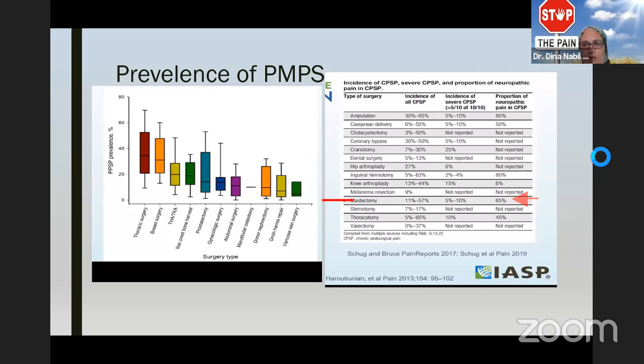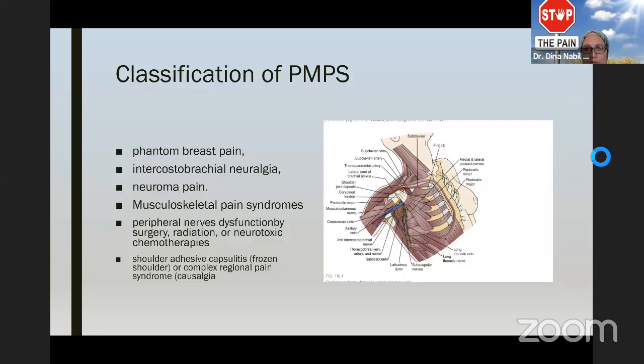The prevalence of post-mastectomy pain syndrome is very common, from 20 up to 57%. Severe cases range from 5 to 10%. Neuropathic pain accounts for 56% of post-mastectomy pain syndrome. The causes of pain can be phantom breast pain, intercostal neuralgia, neuroma pain, musculoskeletal pain, peripheral nerve dysfunction due to surgery, radiation, neurotoxic drugs, or chemotherapy. There may be shoulder adhesive capsulitis up to frozen shoulder, and complex regional pain syndrome, or what is called causalgia.